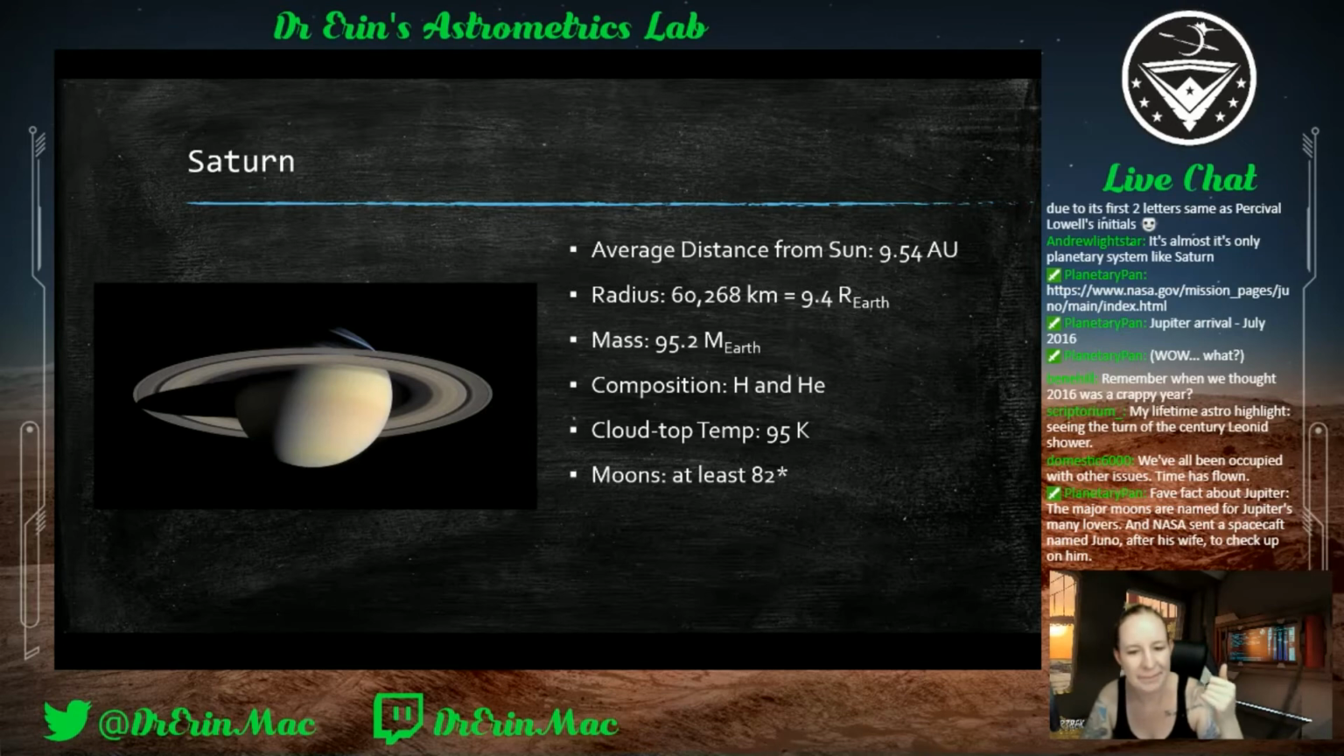Now, planetary, that is a good fact. All the moons are named after Jupiter's lovers, and NASA sent a spacecraft named Juno, which is Jupiter's wife, to go check in on them. That's really good.